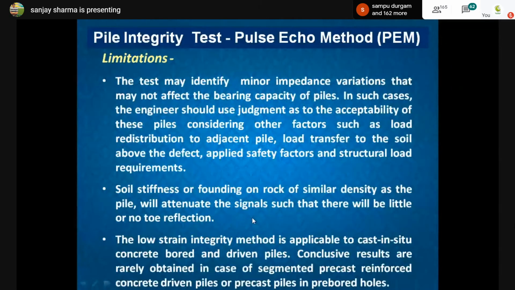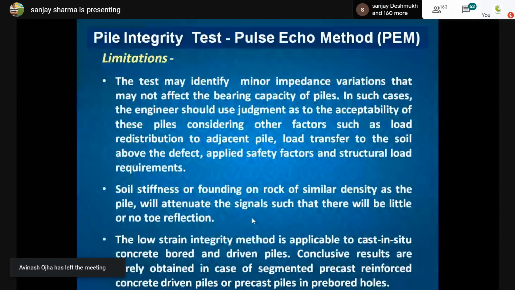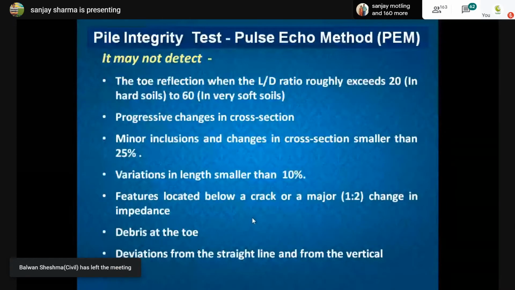So it has got its own limitations, but at the same time it is a very good test to find out whether, in cast in situ piles, some problem has occurred while casting, for example concreting has not penetrated to the surface. So there we can do this particular test in a very easy way.